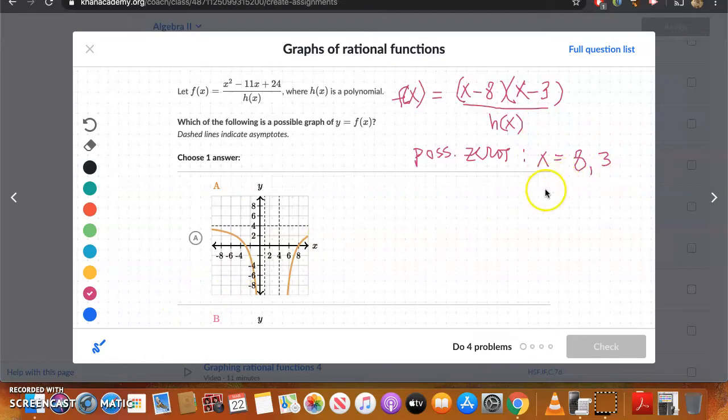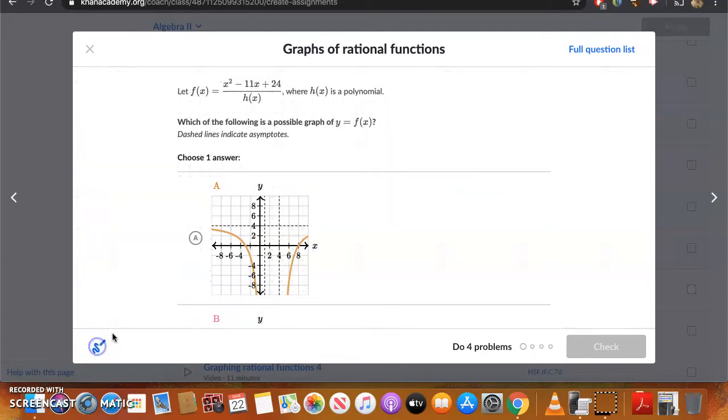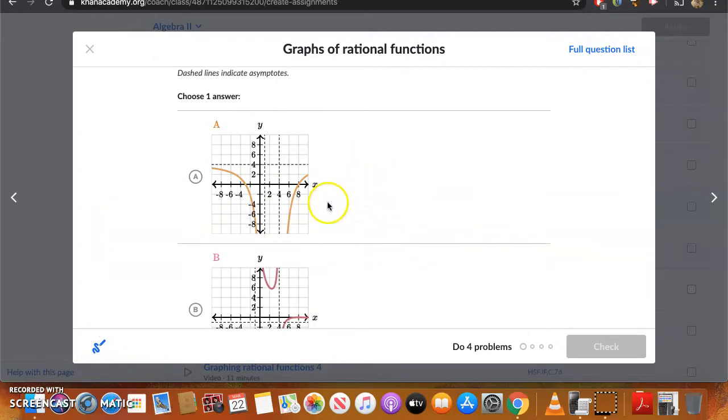So let's take a look at our choices. Again, possible zeros are 8 and 3. They may not be though. It depends, of course, on what h of x is going to be. So let's take a look at our choices. Okay, definitely that one has a possible 0, right? But none at 3. Okay, there's nothing going on for this function at 3. There is a 0 at 8, but nothing going on at 3.